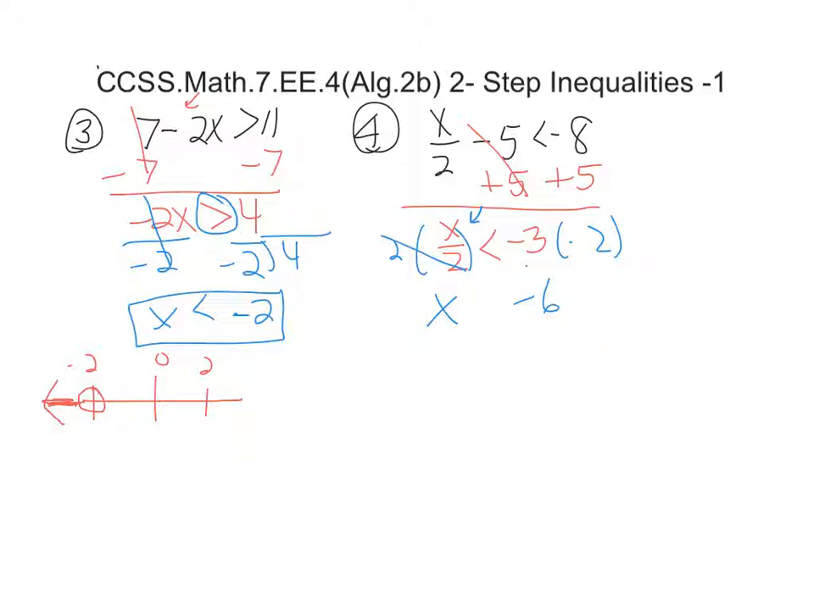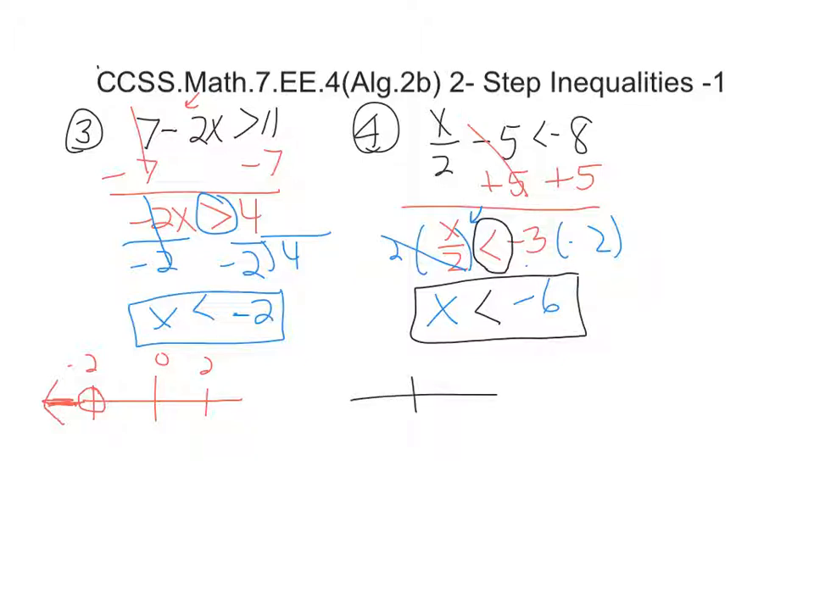But you remember our trick. When you are dividing or multiplying by a negative, you flip the sign. But there's no trick here, because it's just a positive 2. Sorry about that. Hope you saw that. So it's x is less than negative 6.